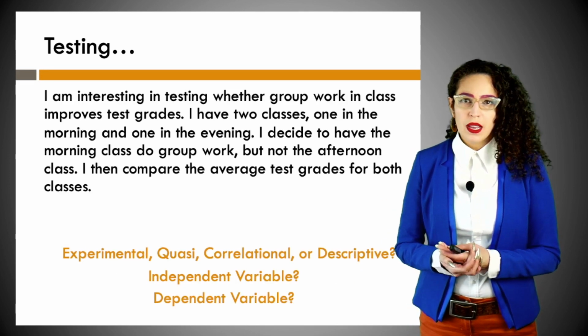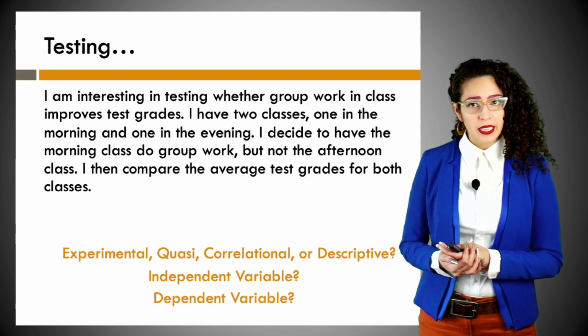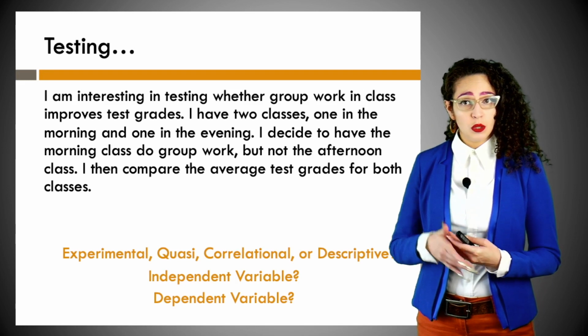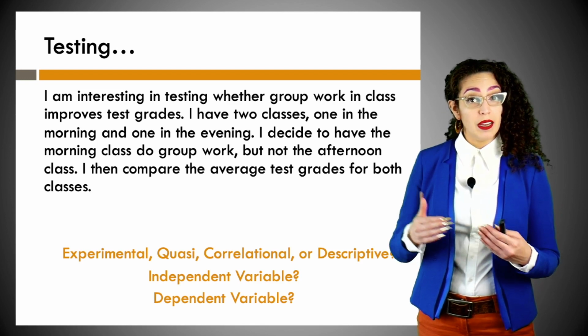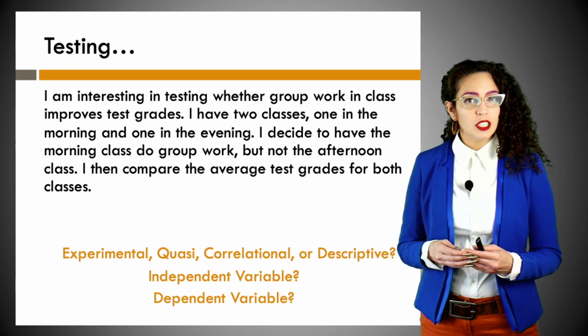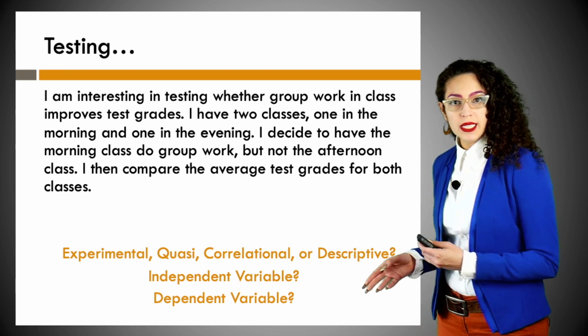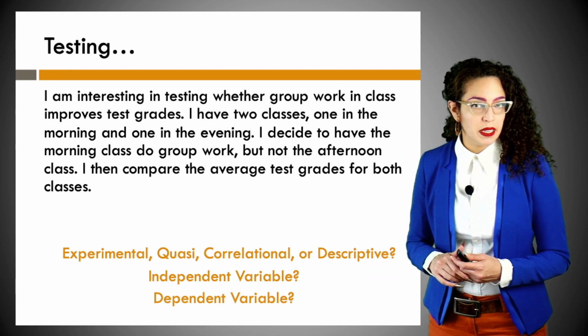Let's try another one. I'm interested in testing whether group work in class improves test grades. I have 2 classes, one in the morning, one in the evening. I decide to have the morning class do group work, but not the afternoon class. I then compare the average test grades for both classes. What kind of design is this, and what's the independent and dependent variable?